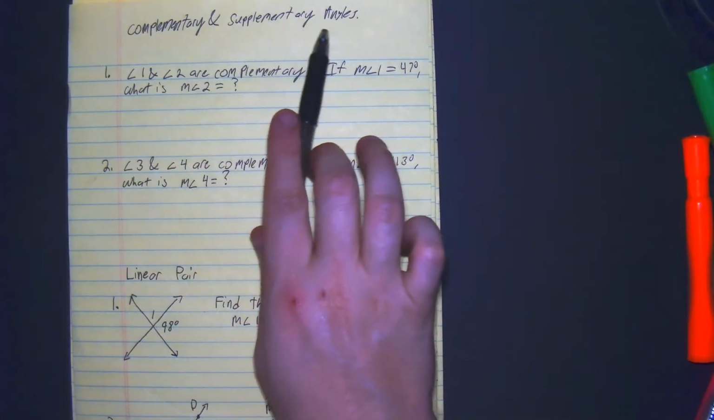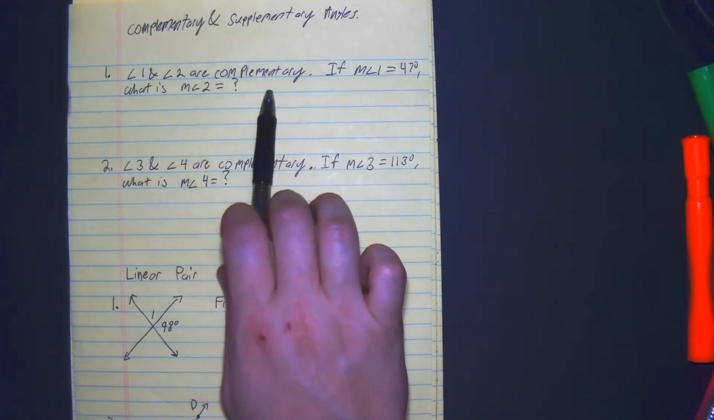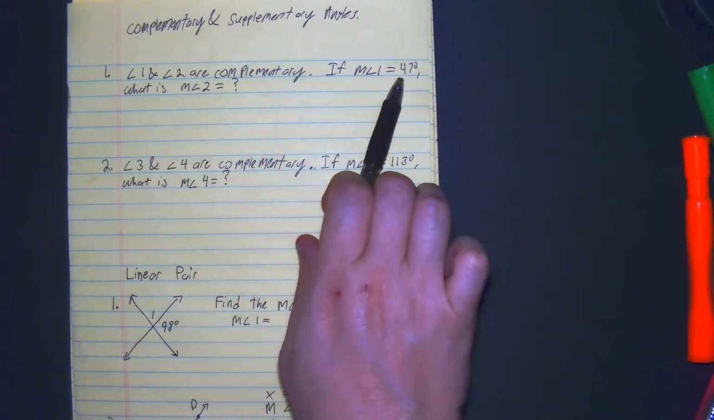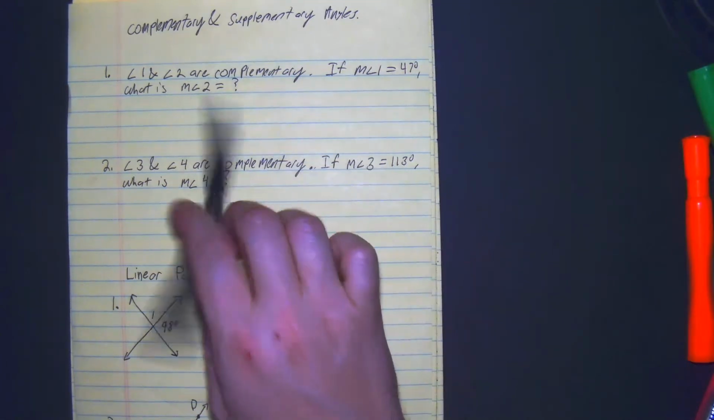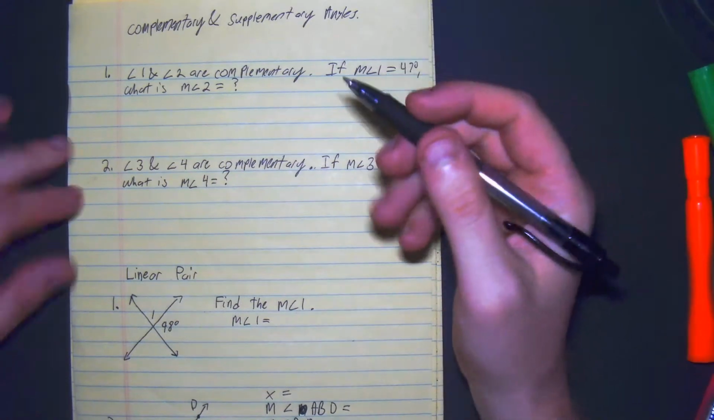Complementary and supplementary angles. Angle 1 and angle 2 are complementary. If the measure of angle 1 is equal to 47 degrees, what is the measure of angle 2? Well, what does complementary mean?